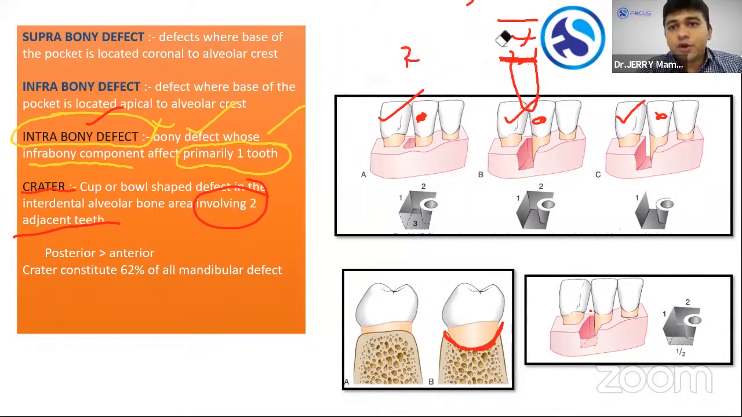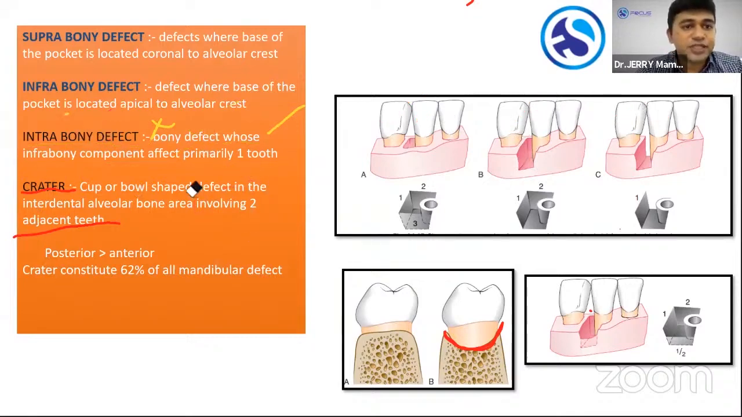Very good. So those are the different types of bony defects that you see, and how to identify them. Okay, next.